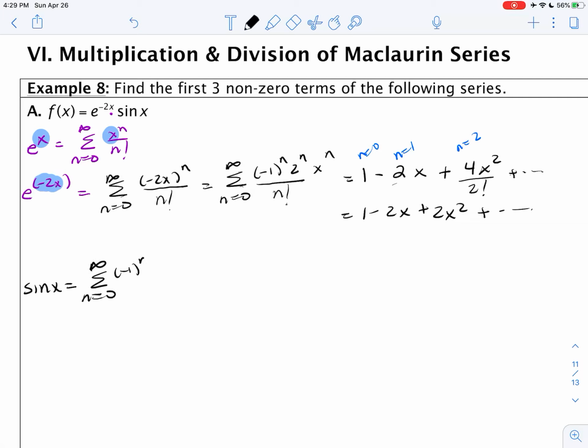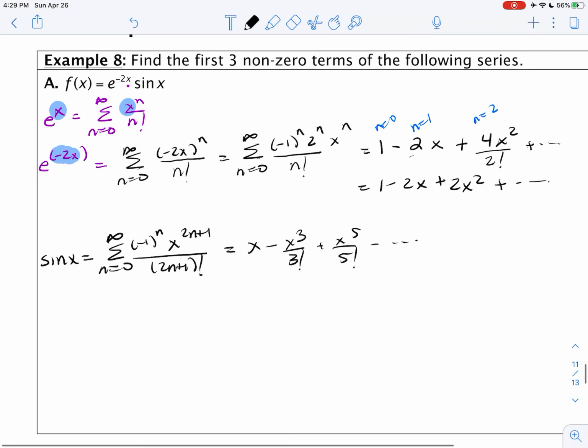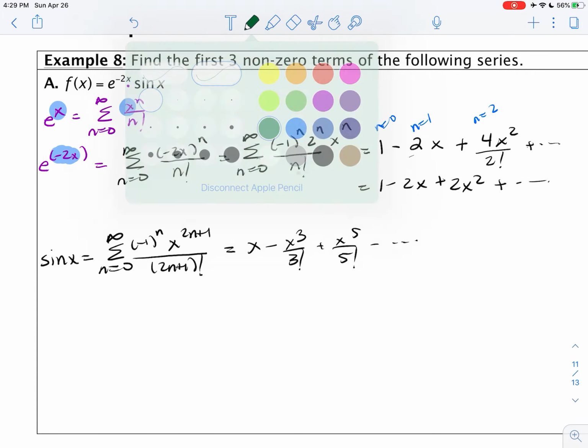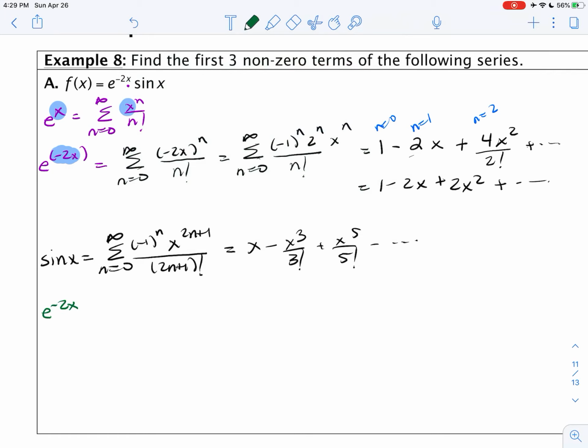Sine x, again, we have our known series, the sum from n equals 0 to infinity of minus 1 to the n times x to the 2n plus 1 over 2n plus 1 factorial. And for the first couple terms of the series, when n is equal to 0, we have x. When n is equal to 1, we have minus x cubed over 3 factorial. And then we have plus x to the 5th over 5 factorial minus dot dot dot. So those are the first 3 terms of those 2 series.